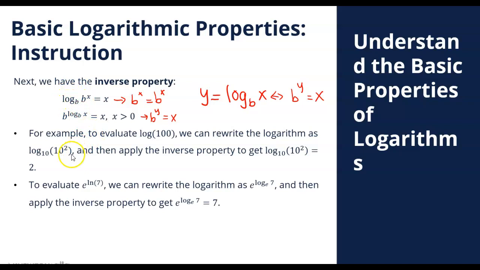The answer is 2. And to evaluate e to the ln of 7, we think of ln as log base e. So we can rewrite this as e to the log base e of 7, and then apply this property here. This expression just cancels and you just extract the 7. So the answer here is 7. E to the log of 7 base e is equal to 7.